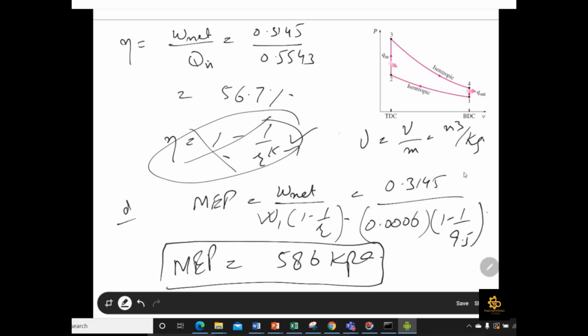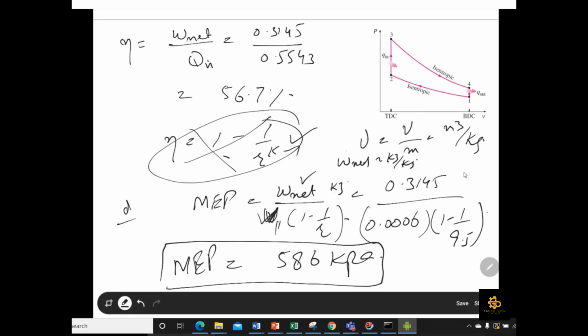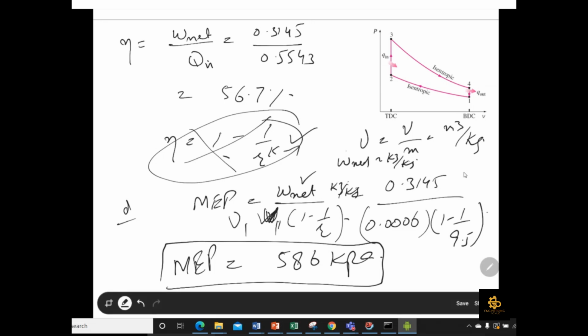Look at this, previously what did we have here, in the previous problem W net was there, which is in kilojoule per kg. Here it is W net, it is kilojoule. Okay, so then we can just simply write V1 over there. If it is kilojoule per kg, then we use specific volume at 1.